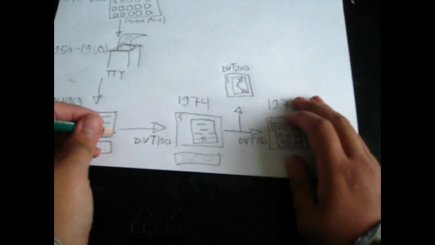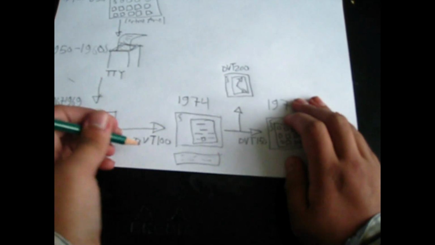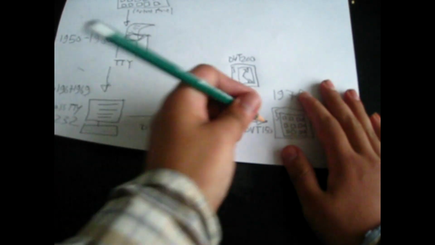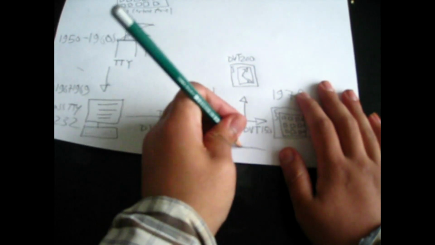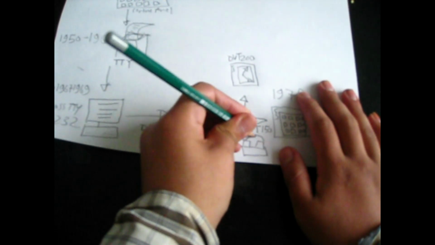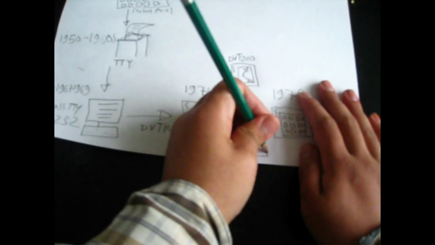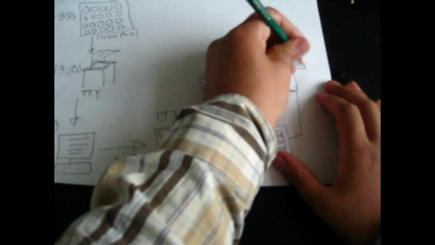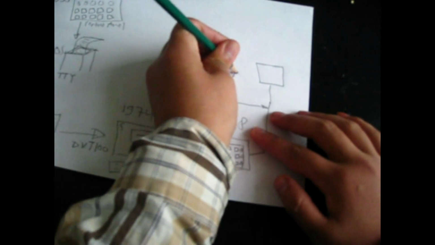Of course, DVT 100, 150 and 200 terminals, along with glass TTYs, would have been likely to be able to connect to a modem like this to a telephone line to the outside world. We're going to go back to telephone lines a little bit later on as well. However, we're going to converge DVT 200 and DVT 150 together to form DVT 250.